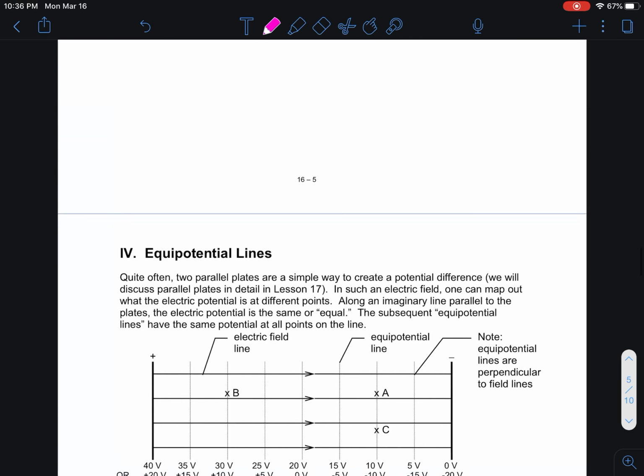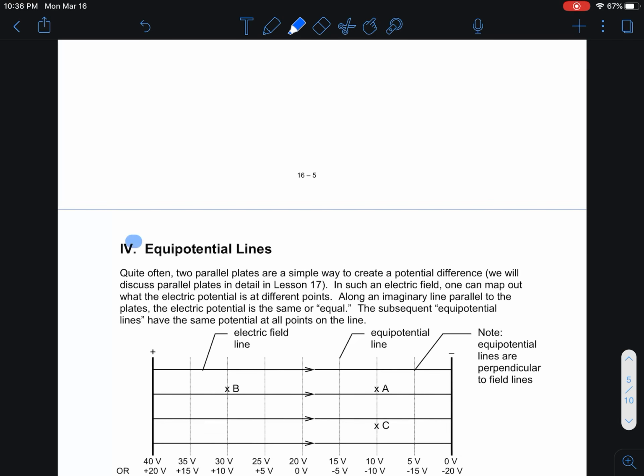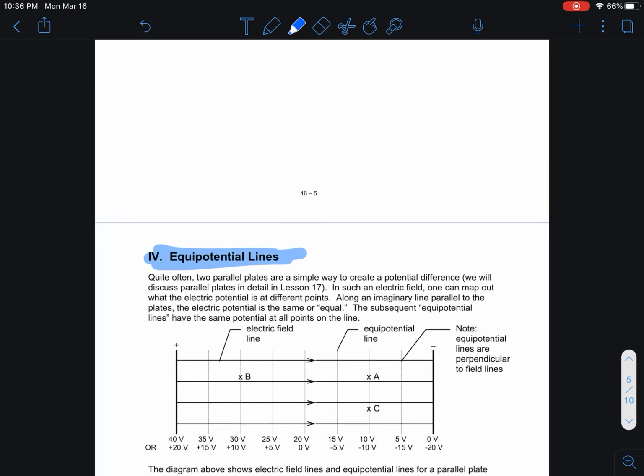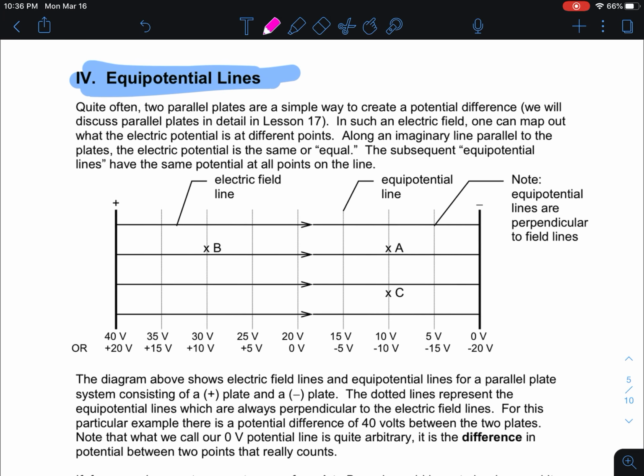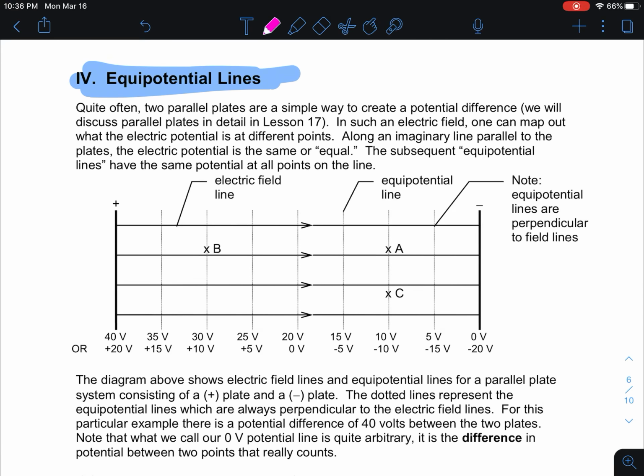Oh, we forgot equipotential lines. Okay, equipotential lines, well, they're kind of fun. And there's rules again about how they're drawn, and so we got to know the rules. And basically they're imaginary lines, and they're meant to show potential difference along a particular line.